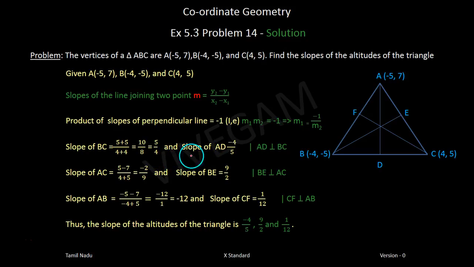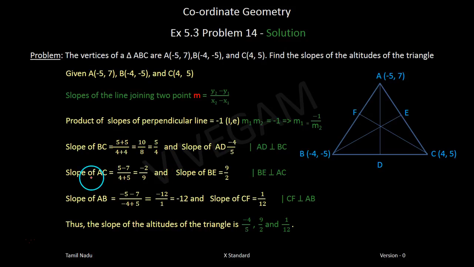The slope of AD will be just the inverse of that with a negative sign. So it will be -4 by 5. Right? It's a reciprocal. When you say m1, it is the reciprocal of the other slope with a negative sign added to it. So the reciprocal of 5 by 4 is 4 by 5, and with a negative sign it is -4 by 5. If you want, you can check: multiply these two, you will get -1. 5 and 5 will cancel, 4 and 4 will cancel, and you will be left with -1.